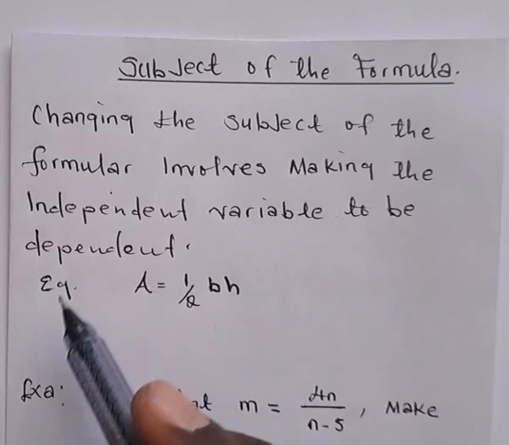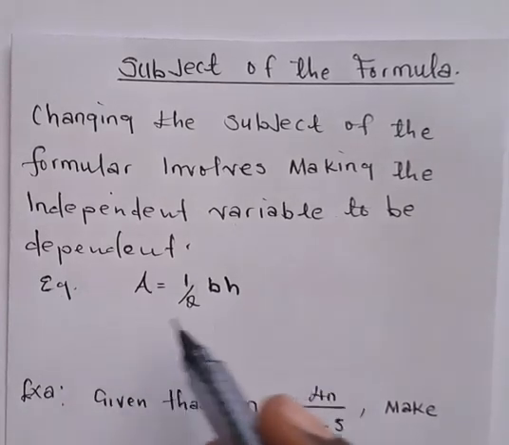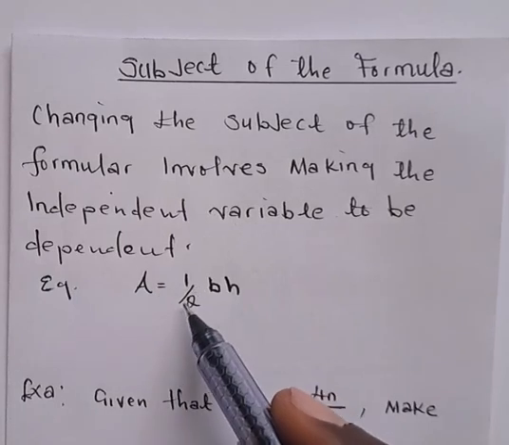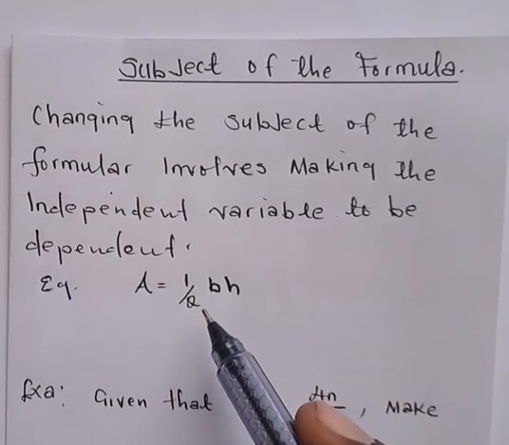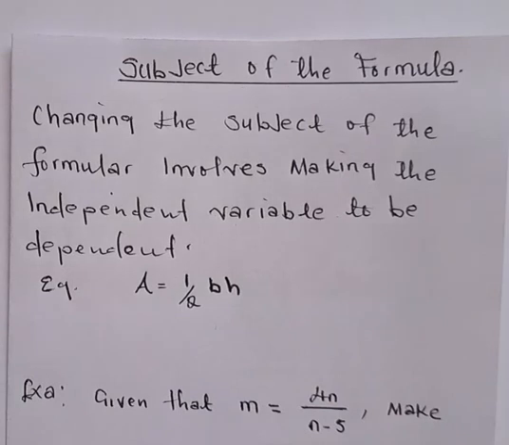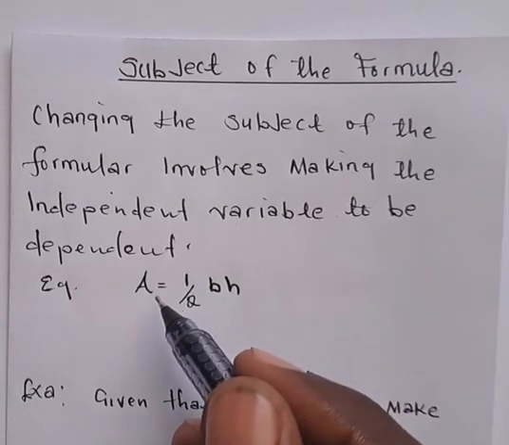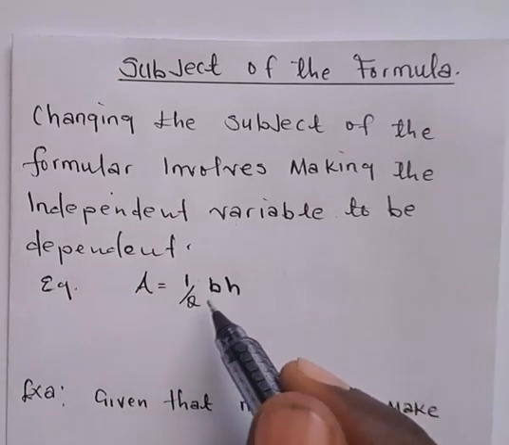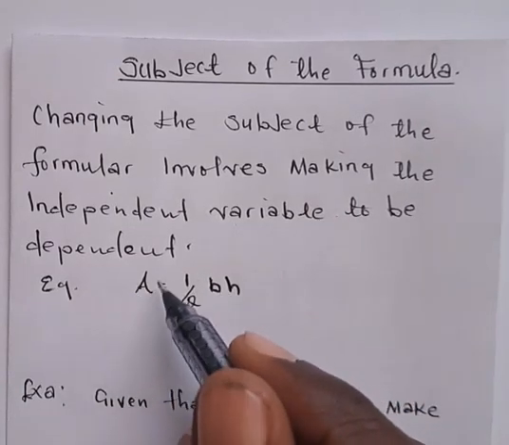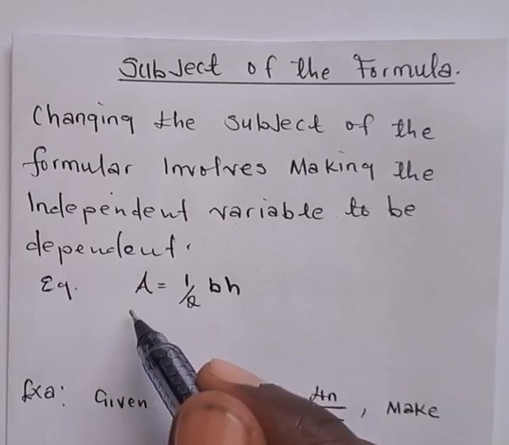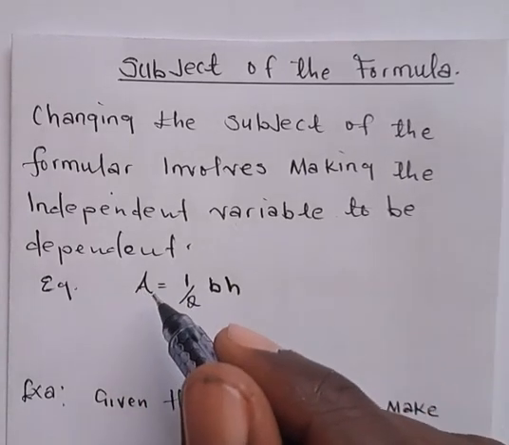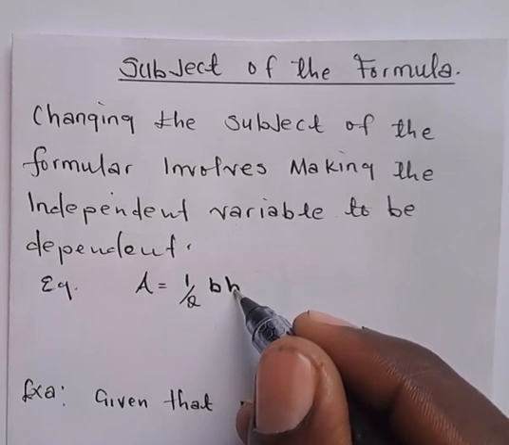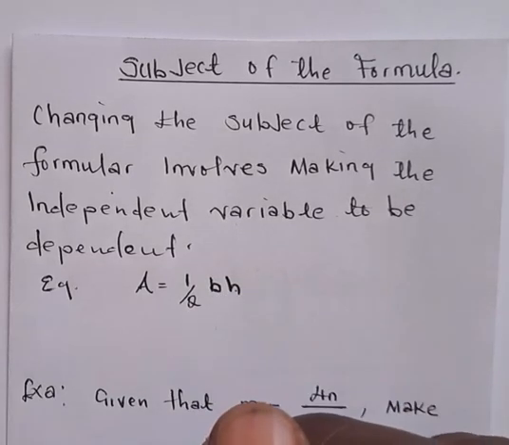Well, take for example this formula, A is equal to half BH, and of course this is the formula for the area of a triangle. So we have A being alone, and it represents all of this. We call A the dependent variable because its value will depend on the values of B and H. So in our case, B and H are independent variables.